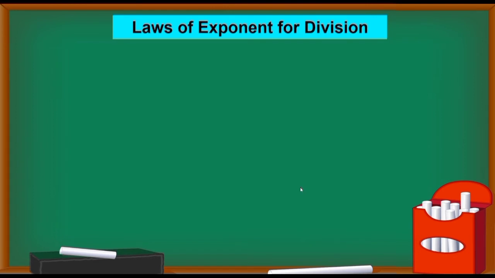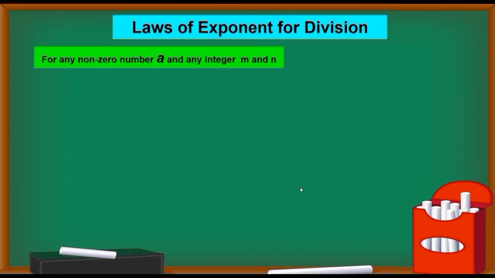So, kung kanina sa ating multiplication, ina-add natin yung exponent. Paano naman po kapag division? So, for any non-zero number a and any integer m and n, given that a raised to m over a raised to n, that would be a raised to m minus n.